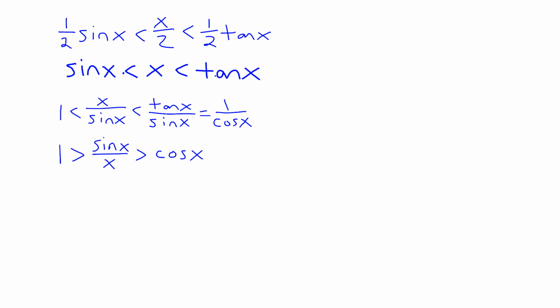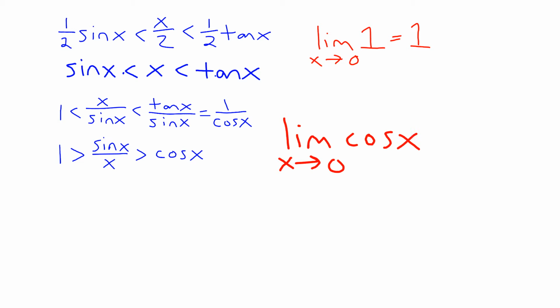And here's where the squeeze theorem comes into play. Why? Well, we want to take the limit of sine of x over x as x approaches 0. So let's take the limit of the larger function and the smaller function as x approaches 0 and see what we get. So the limit as x approaches 0 of the constant function 1, of course, is just 1. And the limit as x approaches 0 of cosine x, well, cosine is continuous, so that means we can just plug in, and cosine of 0 is also equal to 1.